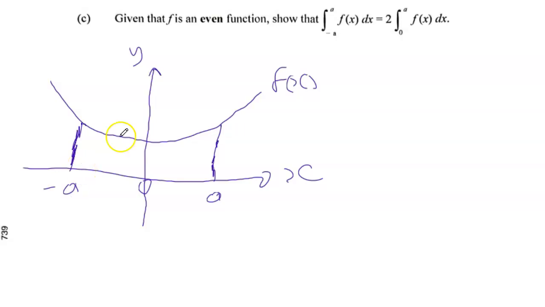So since it's symmetric, whatever this area is on the left hand side, the area on the right hand side will be the same thing. So the shaded area between 0 and negative a will be the same as the part that's unshaded, between 0 and positive a. So let me start the proof here from the left hand side.